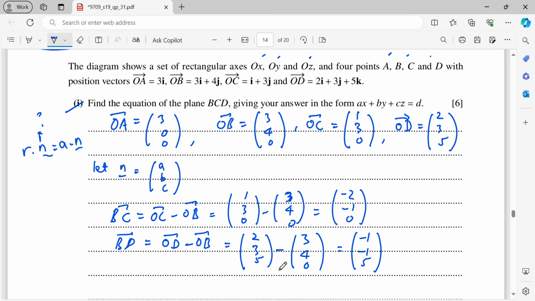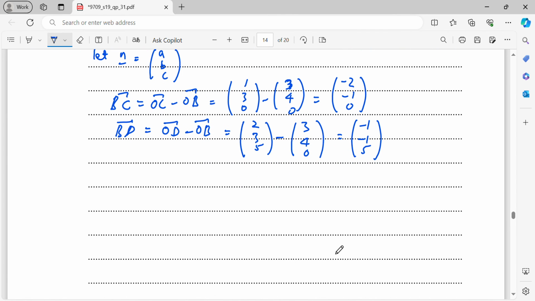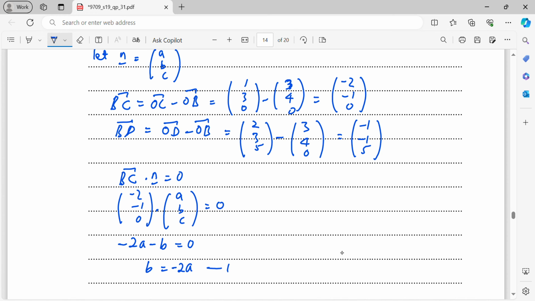Now since both are perpendicular to the vector n, I can just use the scalar product formula. So BC dot n equals 0. Then you will get (-2, -1, 0) dotted with (a, b, c). My purpose is to find the values of a, b, c. So from here, I get -2a - b + 0c = 0, so no need to write that. So from here, my b equals -2a. That is the scalar product formula: you multiply all these components, then you add them all together.